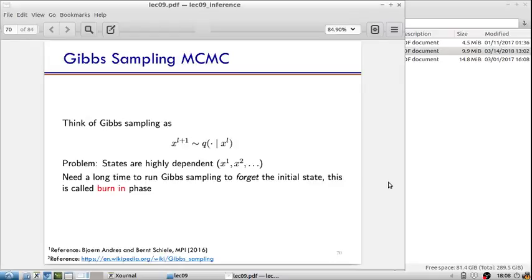You'll get these samples. Let's say you ignore the first 1,000 or first 10,000. Then these samples essentially look as if they were drawn from P of x. If you just draw a histogram of these, they look as if they're drawn from P of x. That's the idea with Markov chain Monte Carlo.